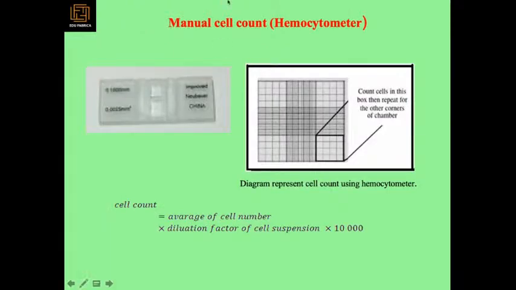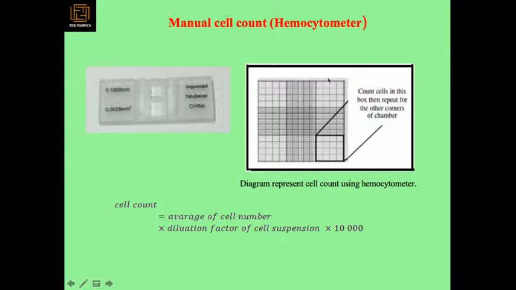So manual cell count is here. We can see that we count cells with this hemocytometer, in which we count how many cells are present in order to dilute your cells. Because we don't want cells to be overgrown in your cell culture tube, so we add fewer cells. You can take the average cell number, then multiply by the dilution factor, and then multiply by 10,000. So this is the diagram that represents the hemocytometer.